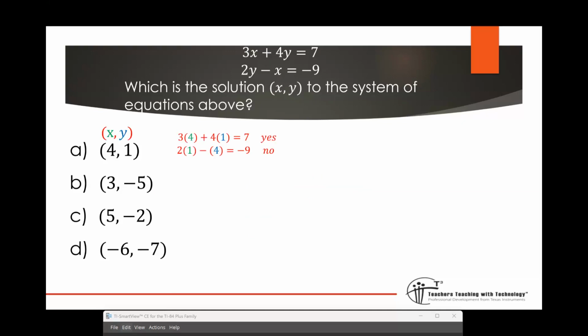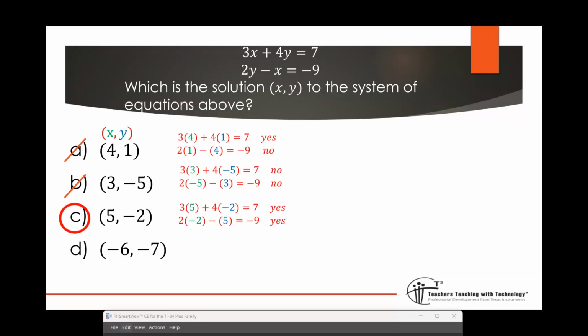So you got to make sure you're plugging in the values, and it's got to work in both, right? So we're just going to take each answer. So letter A, X is 4, Y is 1, doesn't work in both of them. We try letter B, those answers don't work. We try letter C, it does work, but again, just to make sure, we tried letter D and nope, doesn't work, that's it. Now there are other ways to solve this, but using this technique that we're talking about is plugging in values.